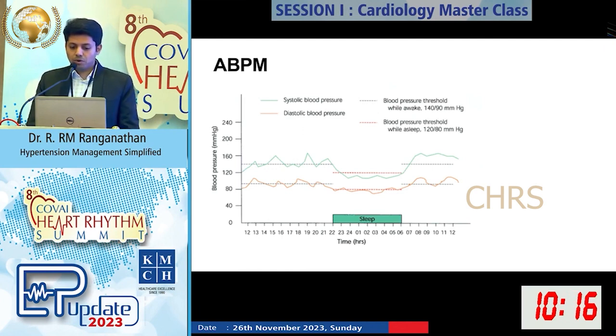So when we generate a report, it comes this way. You can see here, the systolic blood pressure is slightly on the higher side during the awake period. Diastolic blood pressure is okay. And then the blood pressure begins to dip during the sleeping period.